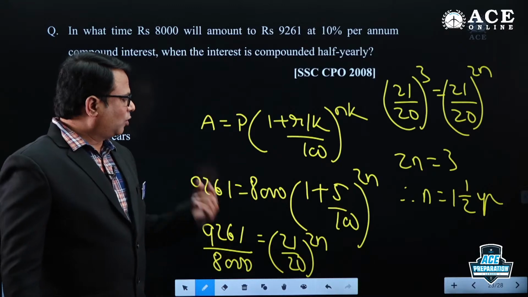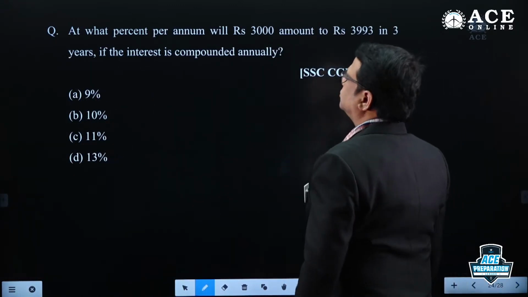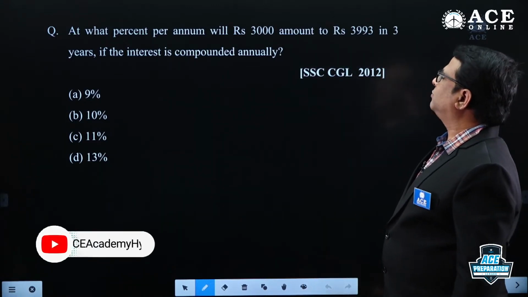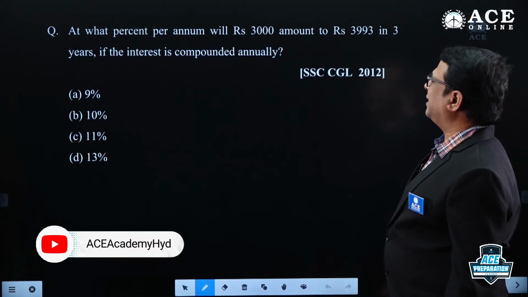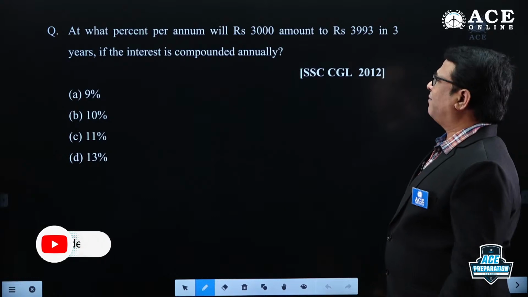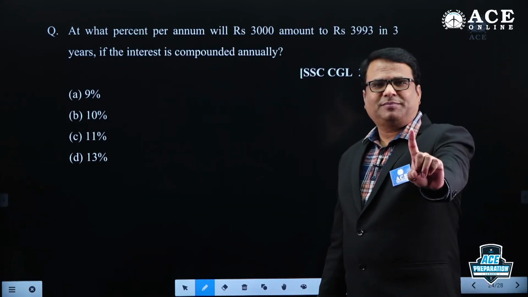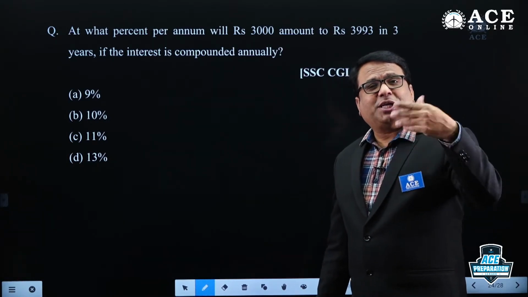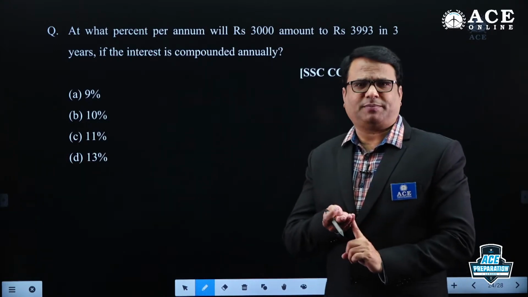Okay. Now let us go for the next question. Will rupees 3,000 amount to rupees 3,993 in 3 years if the interest is compounded annually? Again same as the previous question. But the difference is here time is given and for a change we are asked to find out the rate of interest. So principal is 3,000.